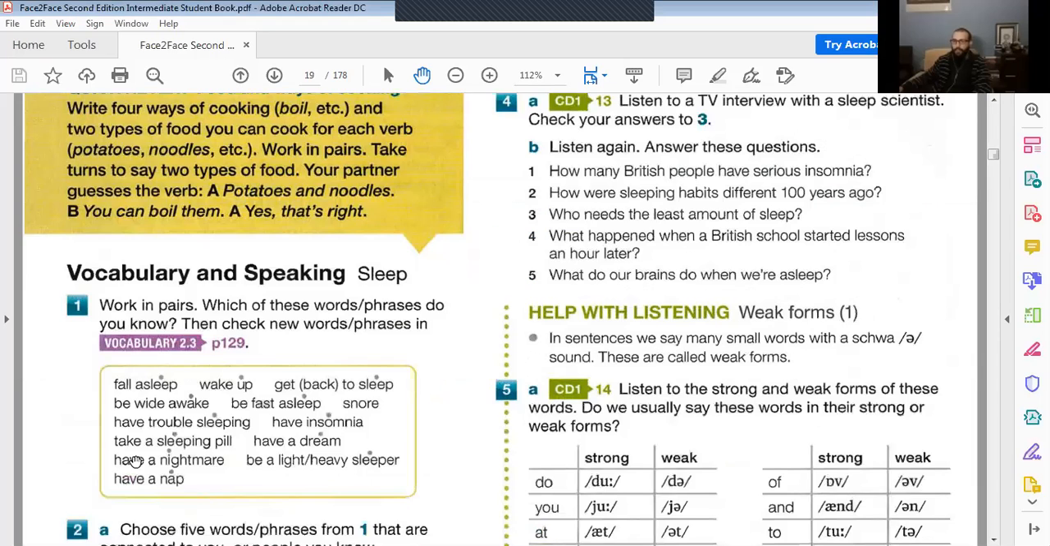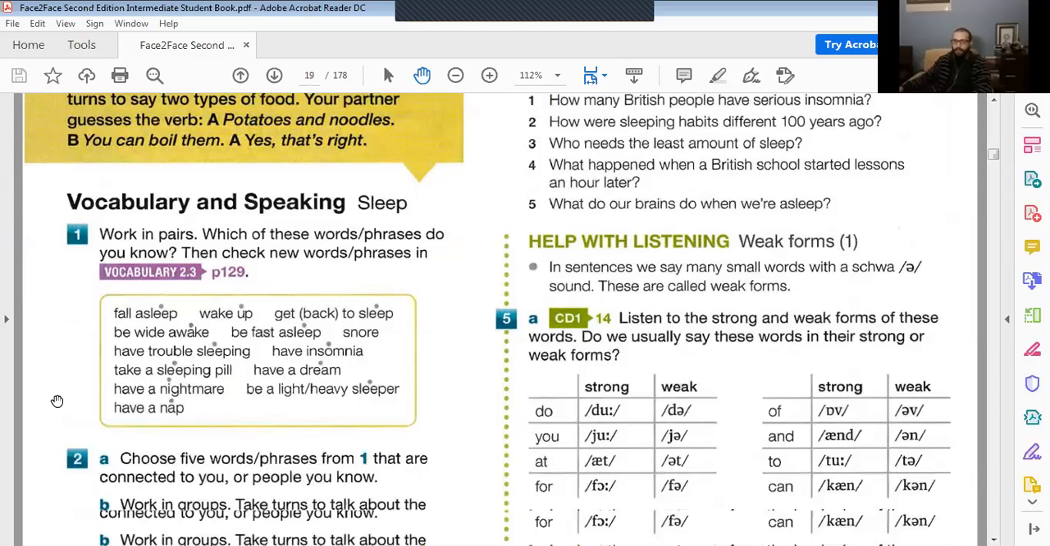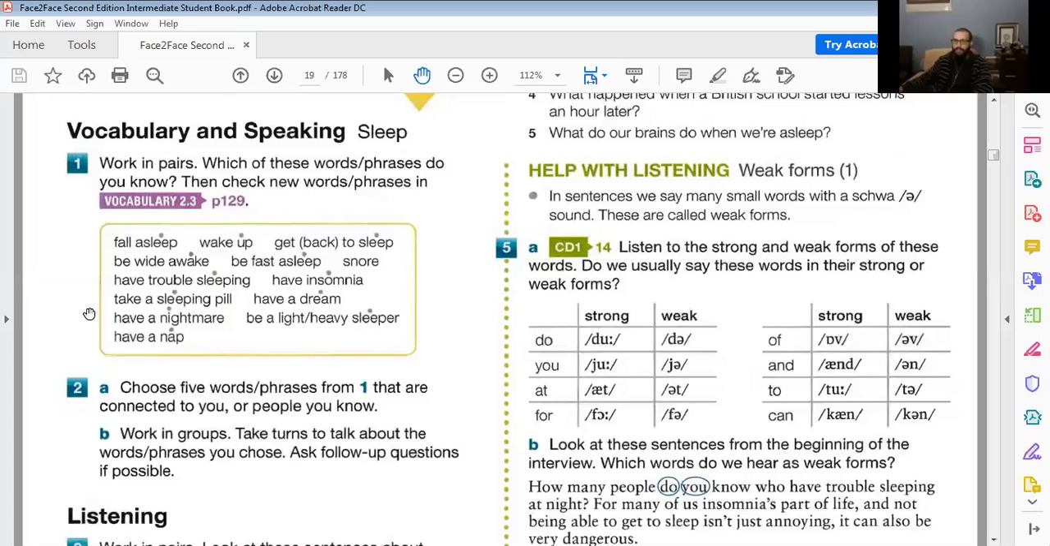But first of all, let's take a look at these words here, some of this vocabulary, because we'll be using some of it later. So I'm just going to read it, and if there's anything new, we'll talk a little bit about it. So: fall asleep, wake up, get back to sleep, be wide awake, be fast asleep, snore, have trouble sleeping, have insomnia, take a sleeping pill, have a dream, have a nightmare, to be a light sleeper or to be a heavy sleeper, and have a nap.